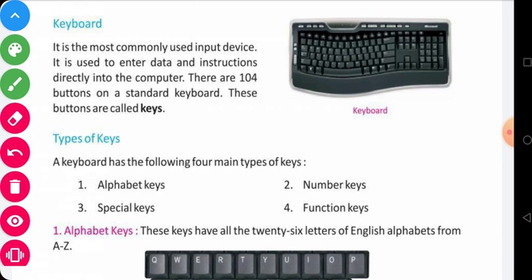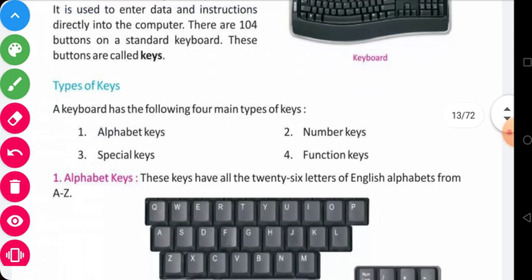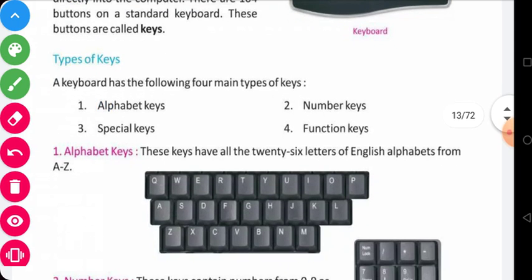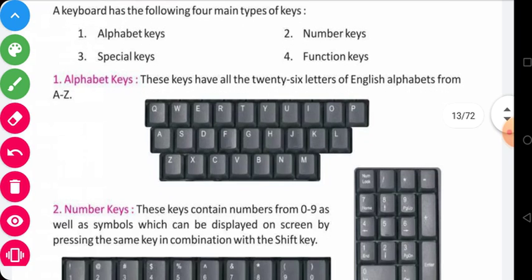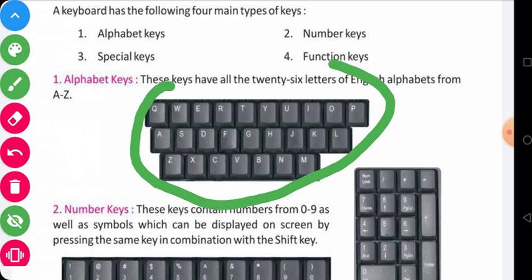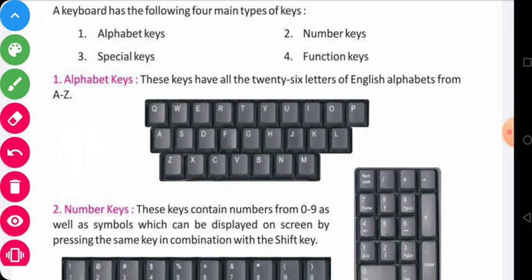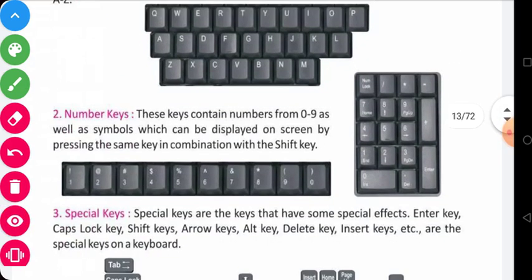The first one is called alphabet keys. As the name suggests, alphabet means English letters from A to Z. The following sets of letters are present on your keyboard. You can see in the image, this is your alphabet keys, and the keys are represented in the format of A, B, C, D, E, F, G, H up to Z letters. And then the second type of keys present on a keyboard is number keys.